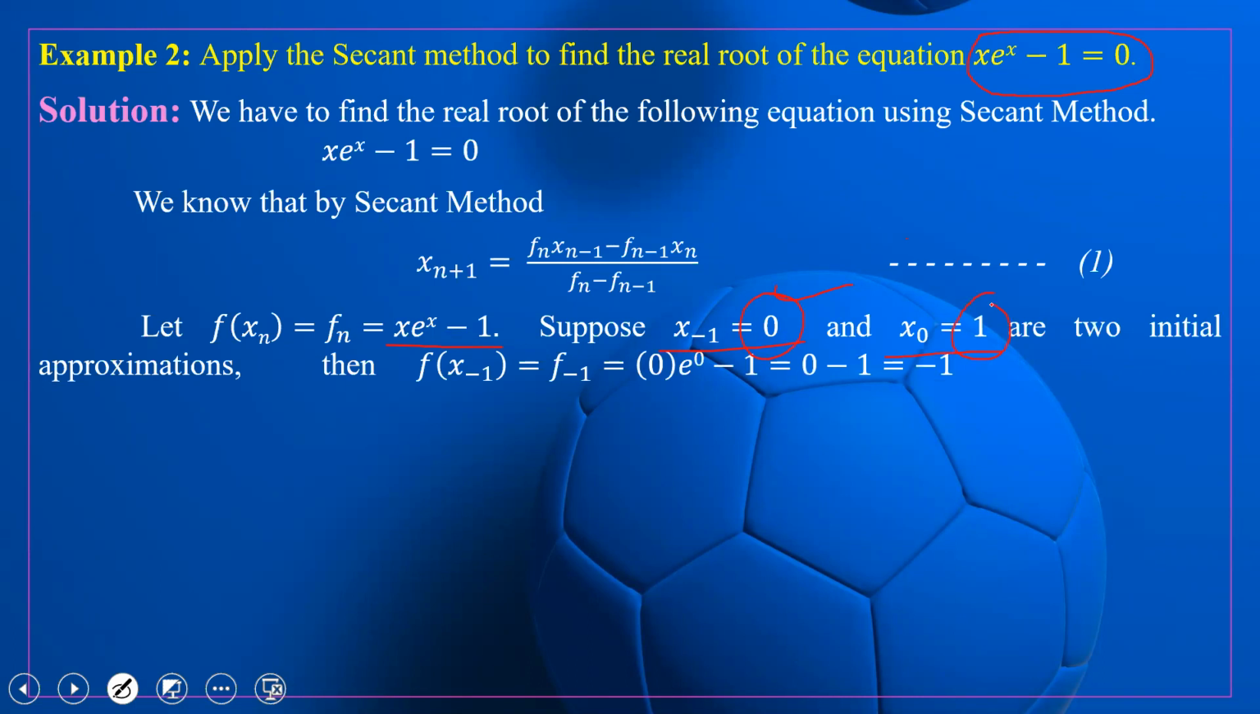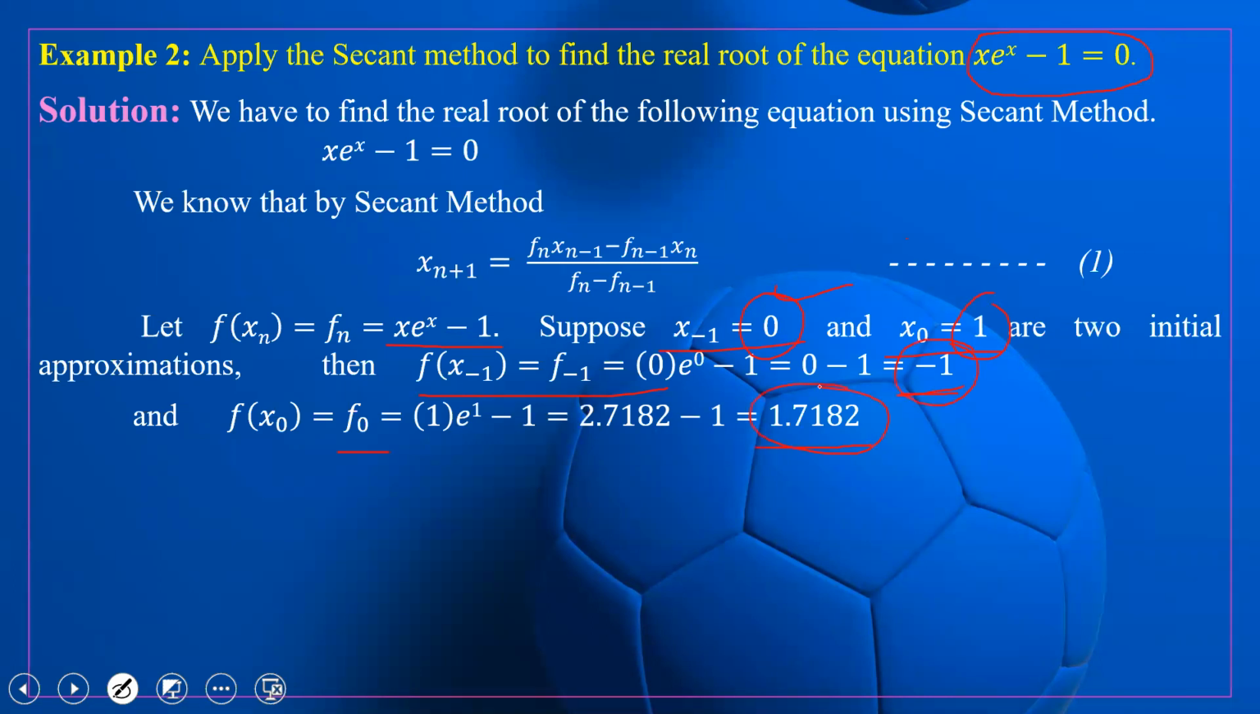So f of 0, what are we getting? The value is minus 1. And for f of 1, its value is 1.718. So now one value is negative and the second value is positive. Clearly the root will lie between 0 and 1.